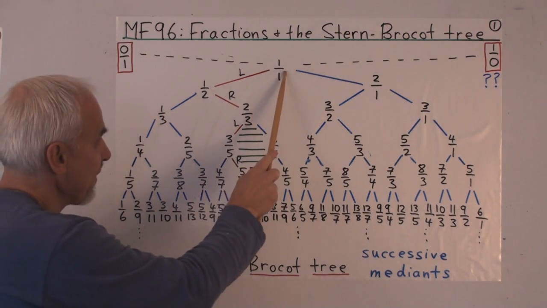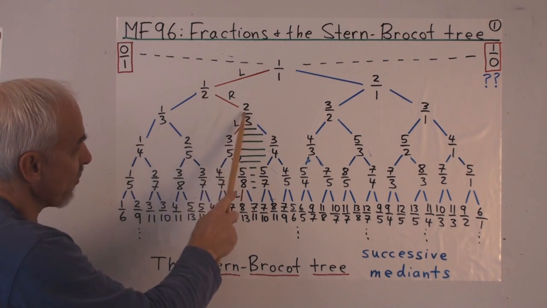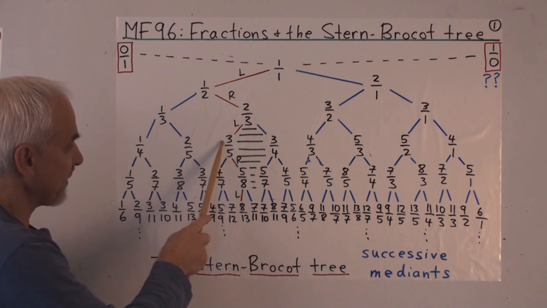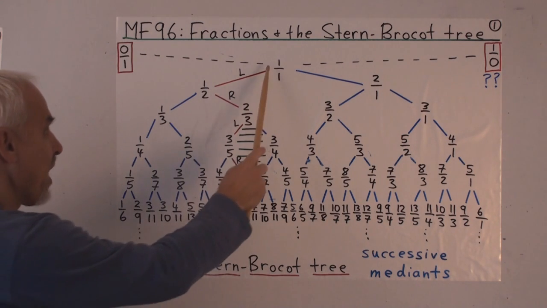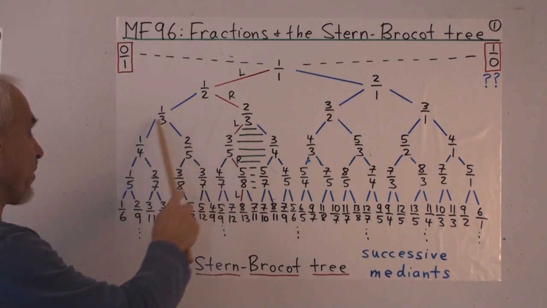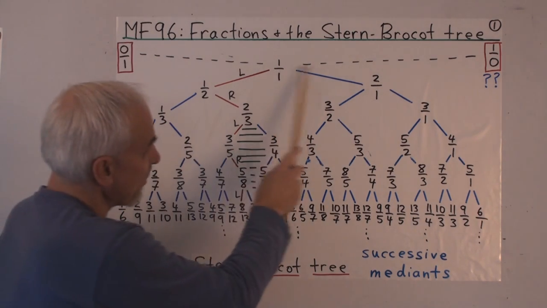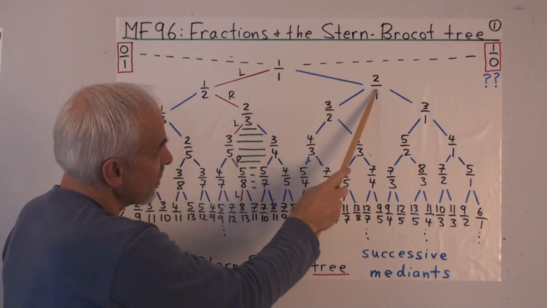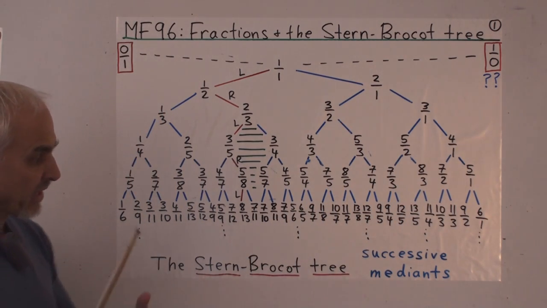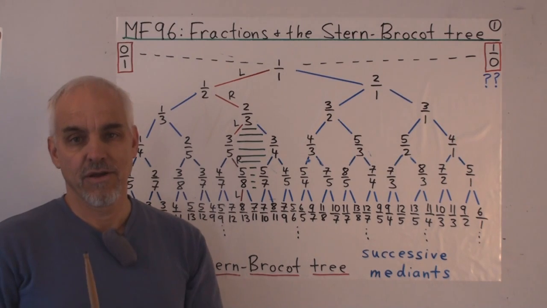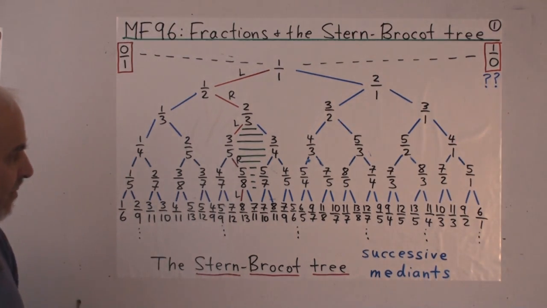So for example, if we go left from 1, 1, or 1 over 1, we get a half. Then if we go right, we get 2/3. If we go left again, we get 3/5, 5/8, and so on. If we go down the left-hand side, we get 1/2, 1/3, 1/4, 1/5, 1/6, and so on. The pattern is pretty clear. And if we go down the right-hand side, we get 1, 2, 3, 4, 5, 6, and so on. So we're getting arbitrarily large fractions as well as arbitrarily small fractions close to 0.